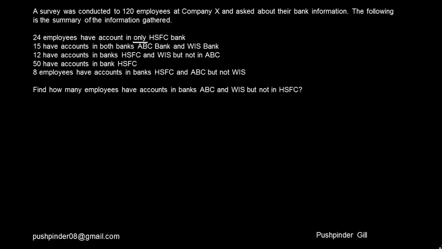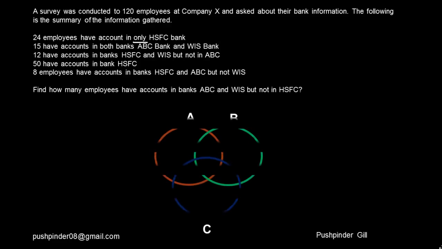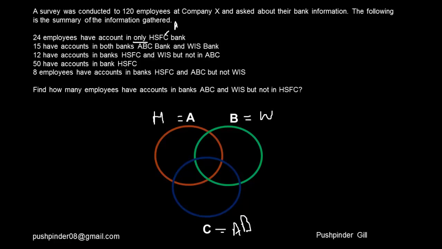So once the small values are given to you, it's always recommended that you draw the diagram, right? So let us denote this by A. Let's say this is HSFC Bank, this is WIS Bank, and this is ABC Bank. Fine. Now let's see what it's saying. The very first step is to fill the information into the diagram, then go about filling the information which is not in the diagram.